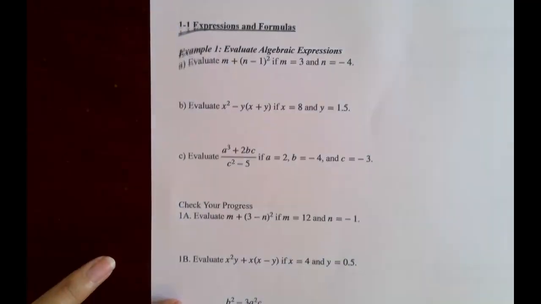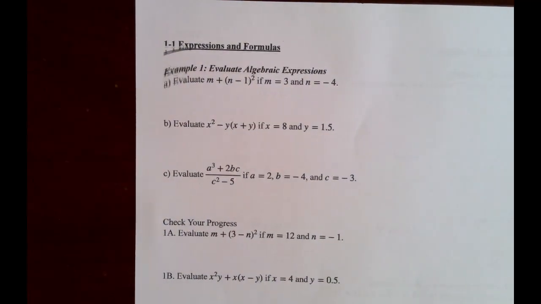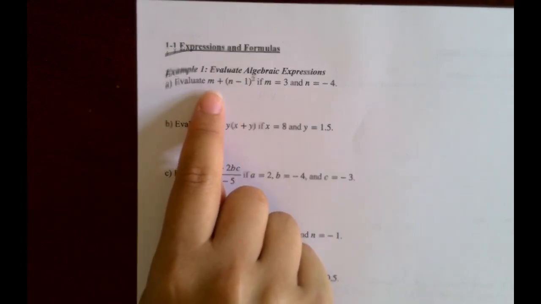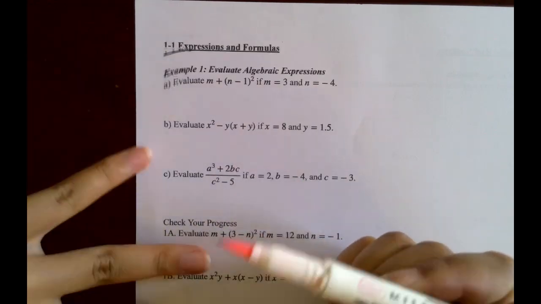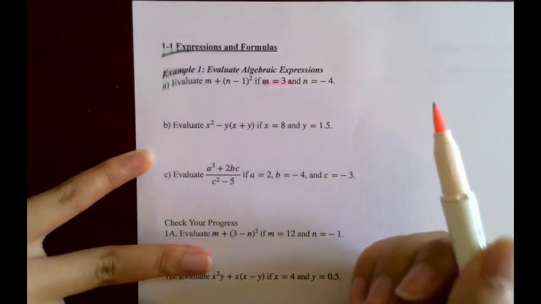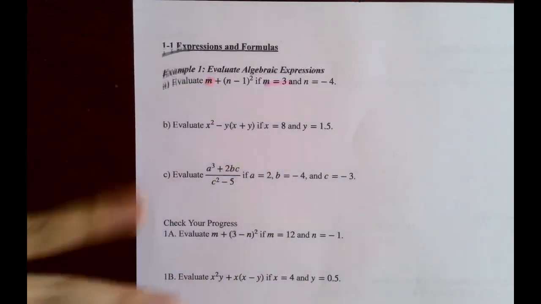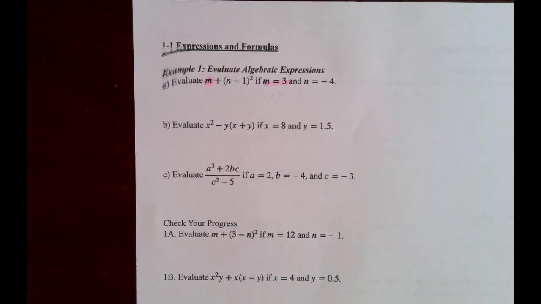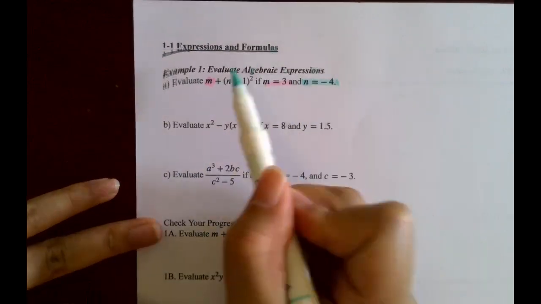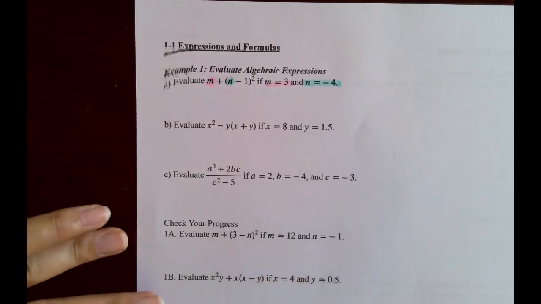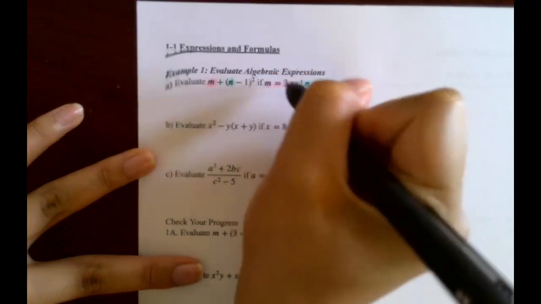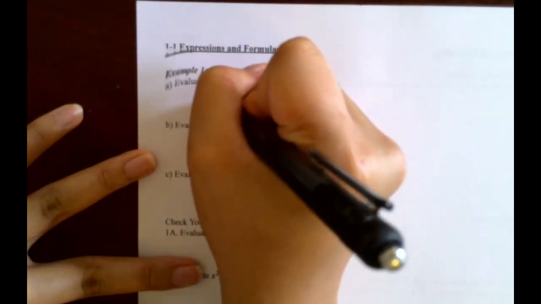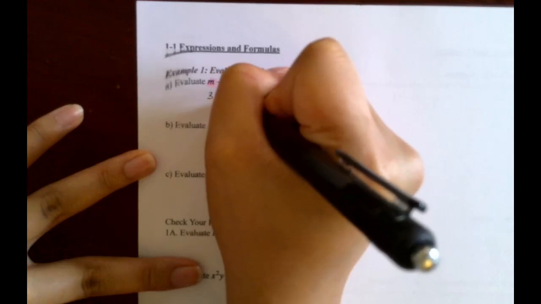So I'm going to start off with example 1. Example 1 here asks you to evaluate the algebraic expression. The first one is m plus the quantity of n minus 1 squared. We're told that m equals 3, so wherever m is, I'm going to replace it with a 3. And then we're also told that n equals -4, so wherever n is, I'm going to replace it with -4. So here, starting with m is 3, so replace it with 3, plus n is -4, so I'm going to replace that with -4.